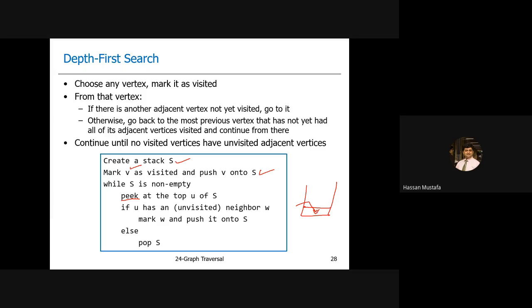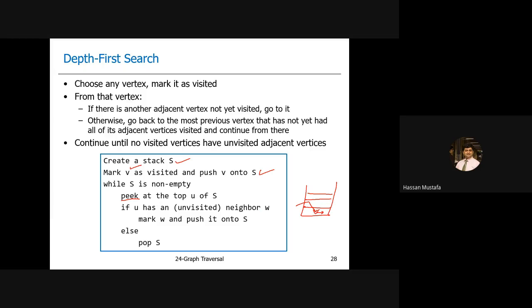Then I would simply read the neighbors of this node V. So I would peek at the node. I would not remove this V. This V would stay there in the stack. I would simply peek, and I would see the neighbors. If it has any unvisited neighbors, I would push those neighbors onto the stack. So those neighbors would come on top of this node.